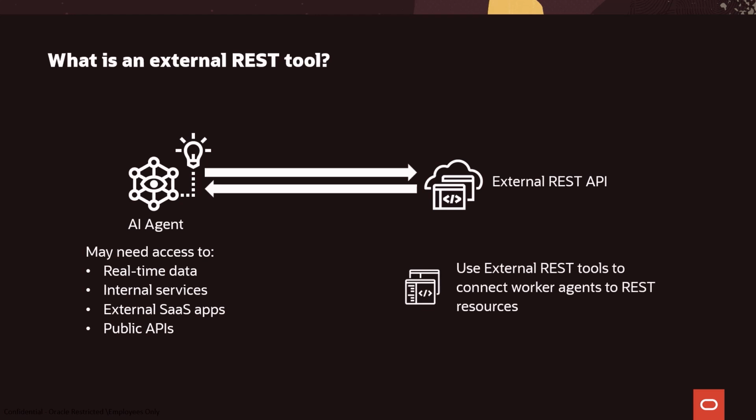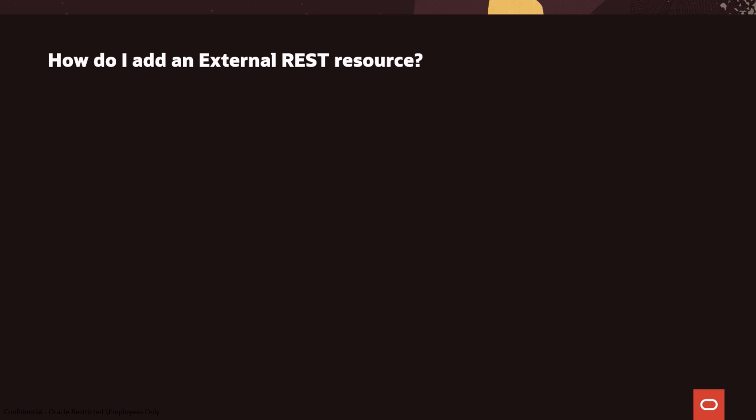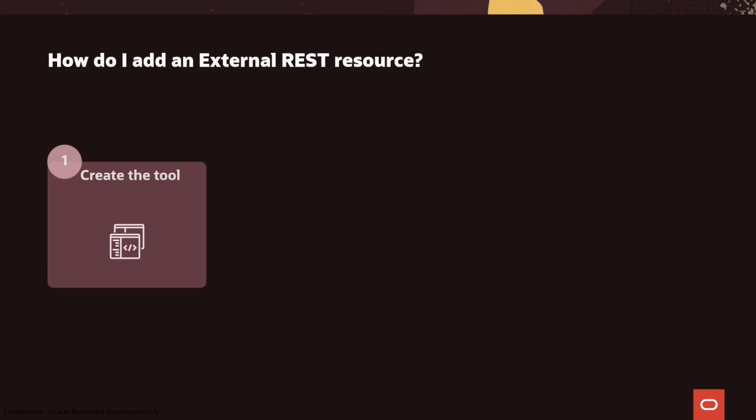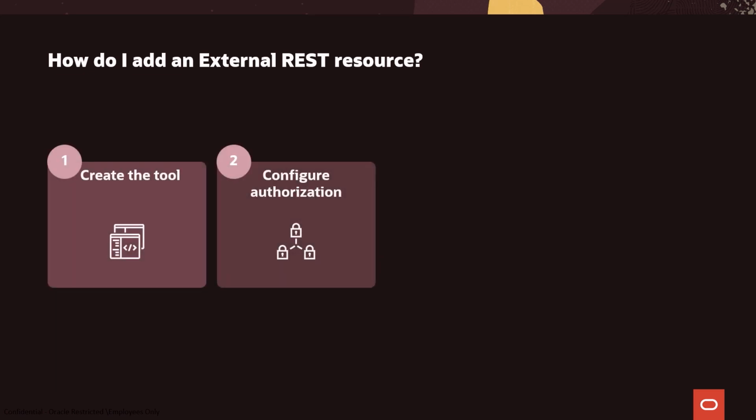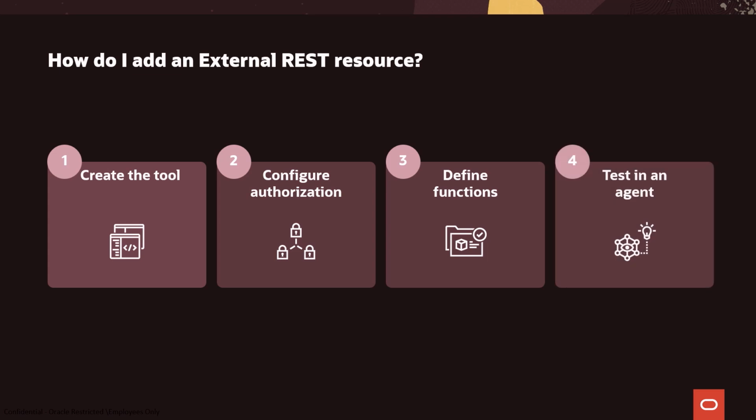For this example, we'll use a market salary API that demonstrates many of the key concepts. There are 4 steps to creating and configuring an external REST tool. First, create the tool. Next, within the tool, configure authorization for the service. Define the REST functions that the tool will be able to use. Finally, add the tool to an agent and test that the agent calls it successfully.